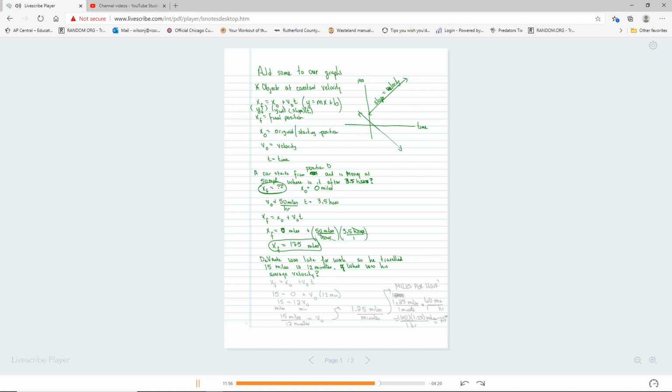All right, so, late for work, traveled 15 miles in 12 minutes. How would we use this equation to get that? Well, let's see. X final equals X original plus V original T. I know his final position, do I know what his original position is? It didn't say. But since he traveled 15 miles, what can I do? I can make one up, right? And make the original position whatever I want to, and then just make sure that the final position is 15 miles away.